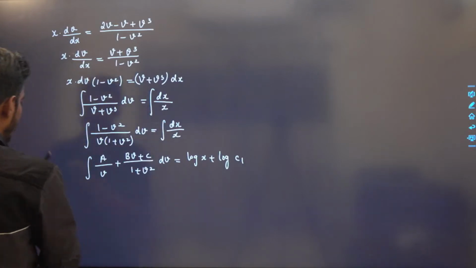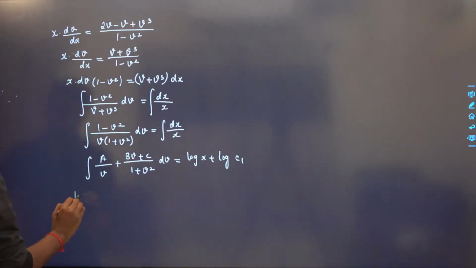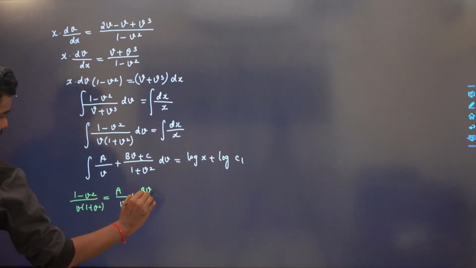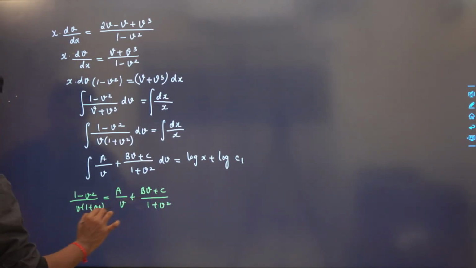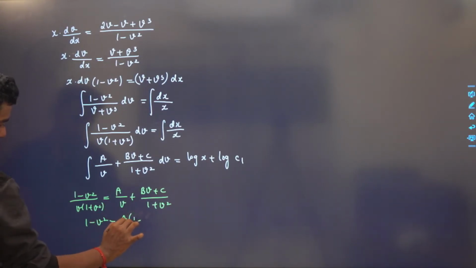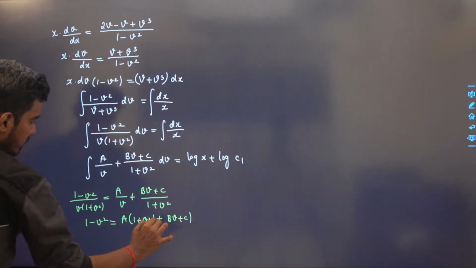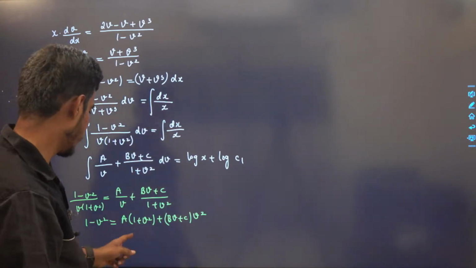That is what I'm doing here. I'm just doing the partial fraction for 1 minus v square divided by v into 1 plus v square. So this will be A by v plus Bv plus C divided by 1 plus v square. Now multiply throughout by v into 1 plus v square. So 1 minus v square is equal to A into 1 plus v square plus Bv plus C into v. Now find the value of A, B, C.